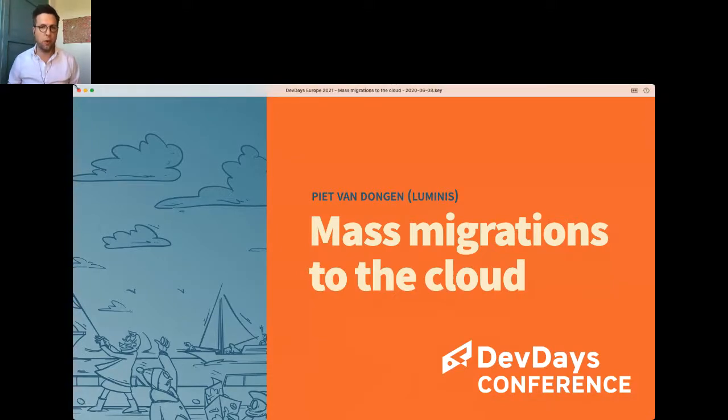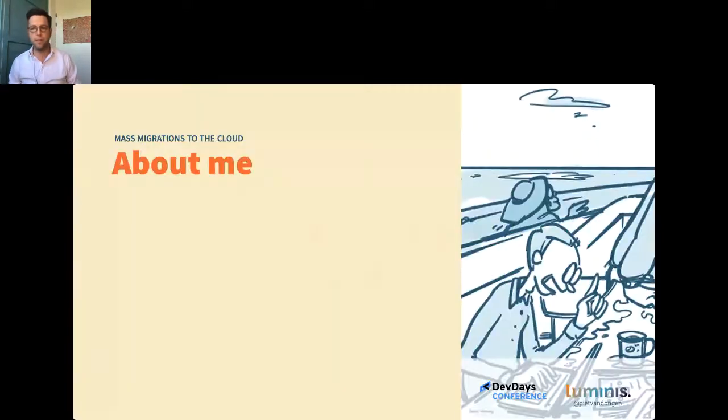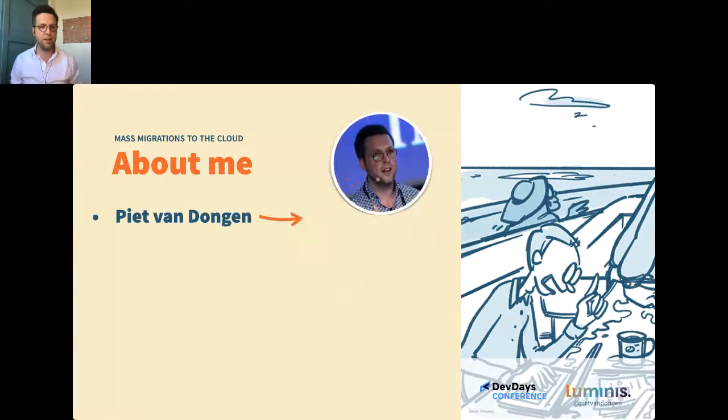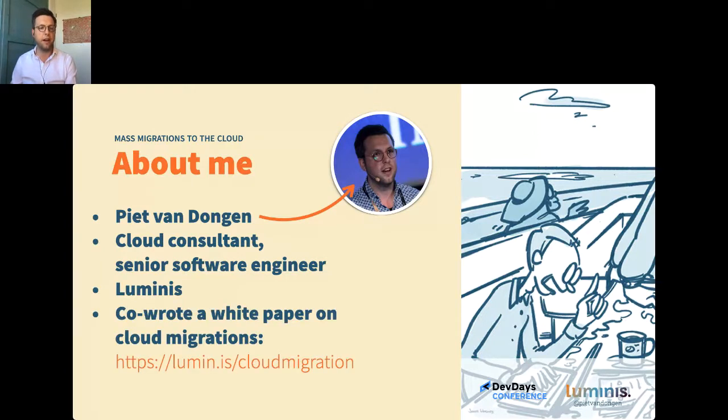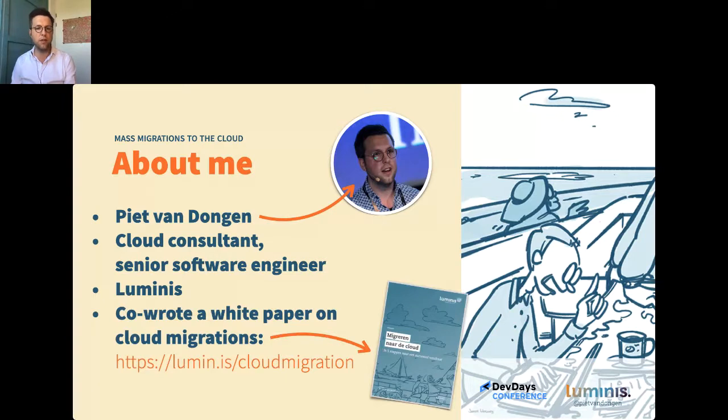So what will I talk about today? First, about me a little. My name is Piet van Dongen. I'm a cloud consultant and sometimes senior software engineer at a company called Luminis in the Netherlands. And I co-wrote a white paper on cloud migrations, which you can download at this URL.